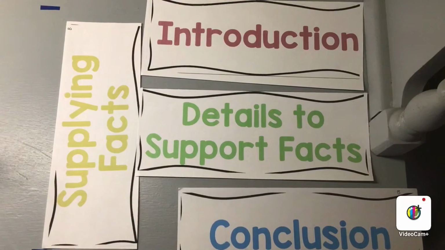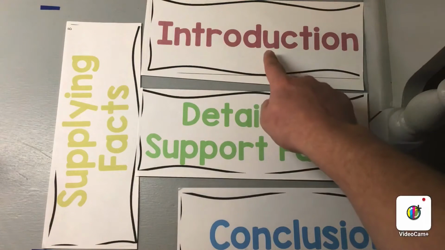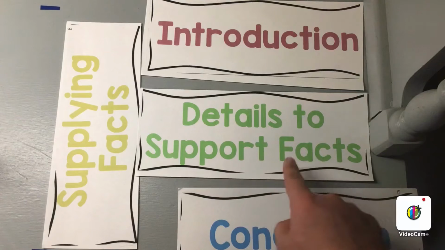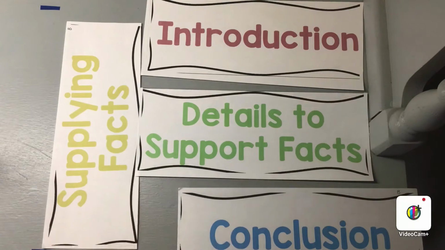I've got a couple of short stories to share with you today that have to do with our informational writing. On our story, we're going to see that the red part is our introduction. The green part is the details to support the facts. The yellow part is supplying facts, and the blue part is the conclusion.